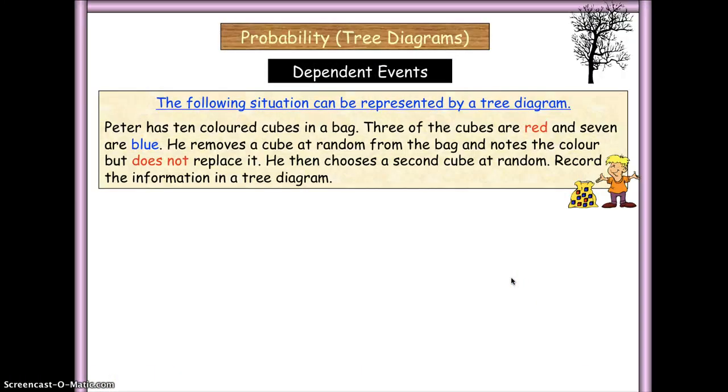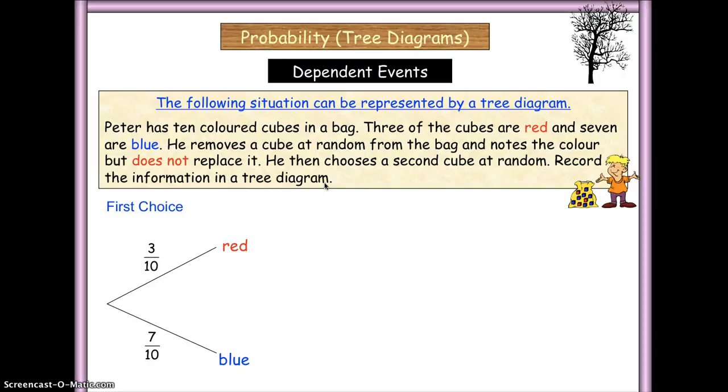Okay, so now let's move on to dependent. Okay, now what's the difference? The difference is this problem is basically the same as the first one. But what happens is that when Peter takes the cube, this is the problem of a bag with red and blue cubes. When he takes the first one, he does not replace it. He does not put the cube back inside the bag. So when we draw the tree diagram, on the first choice, you still have a 3 over 10 and 7 out of 10 probability.